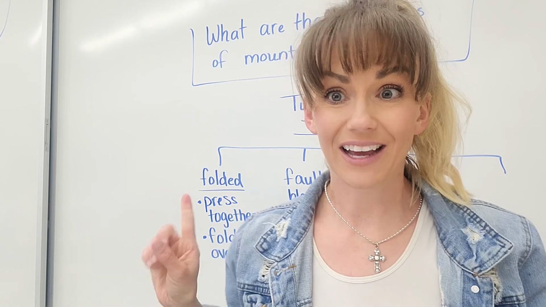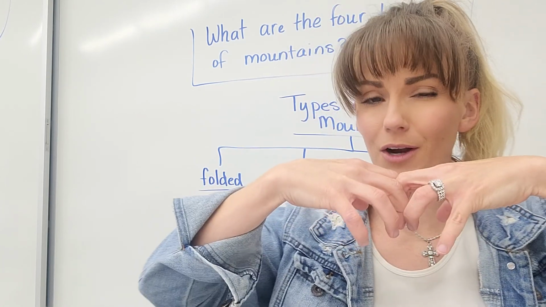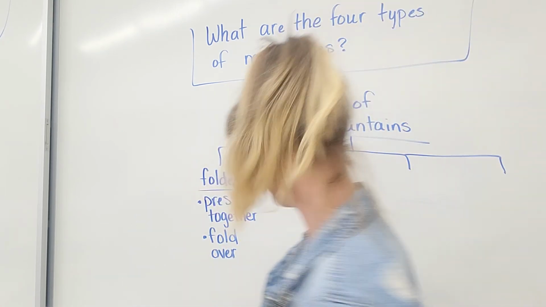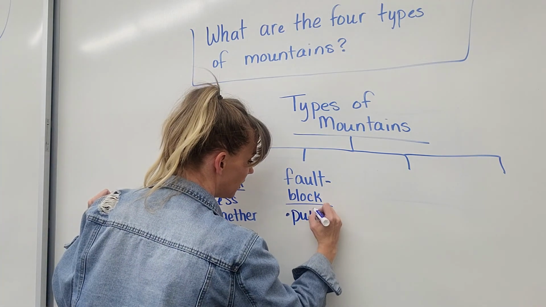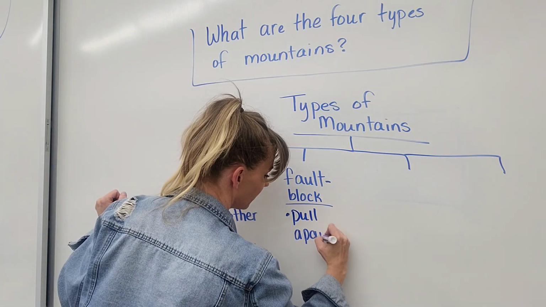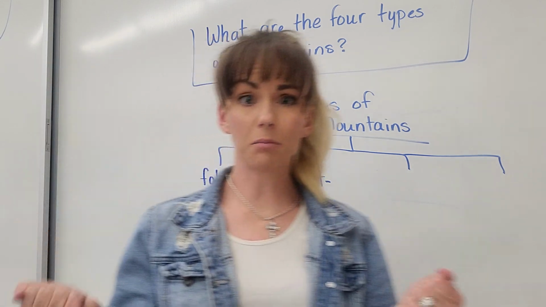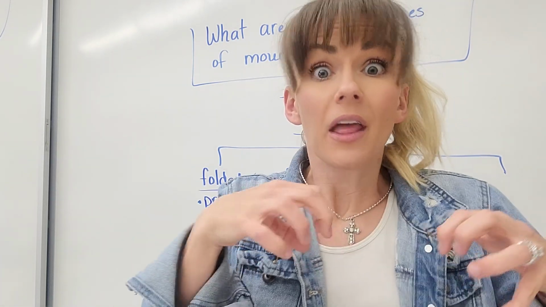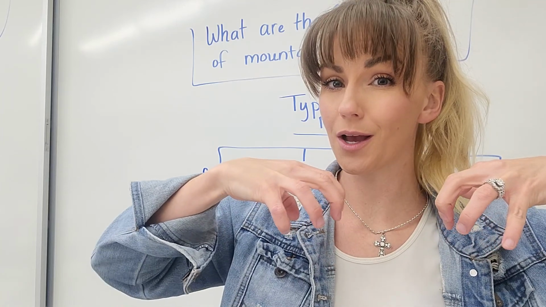Can we write that? We had presses together. Fault block mountains are made when they pull apart. Okay, let's write it. Pull apart. Good. So, how are fault block mountains formed? Yes! Fault block mountains are formed when plates pull apart.